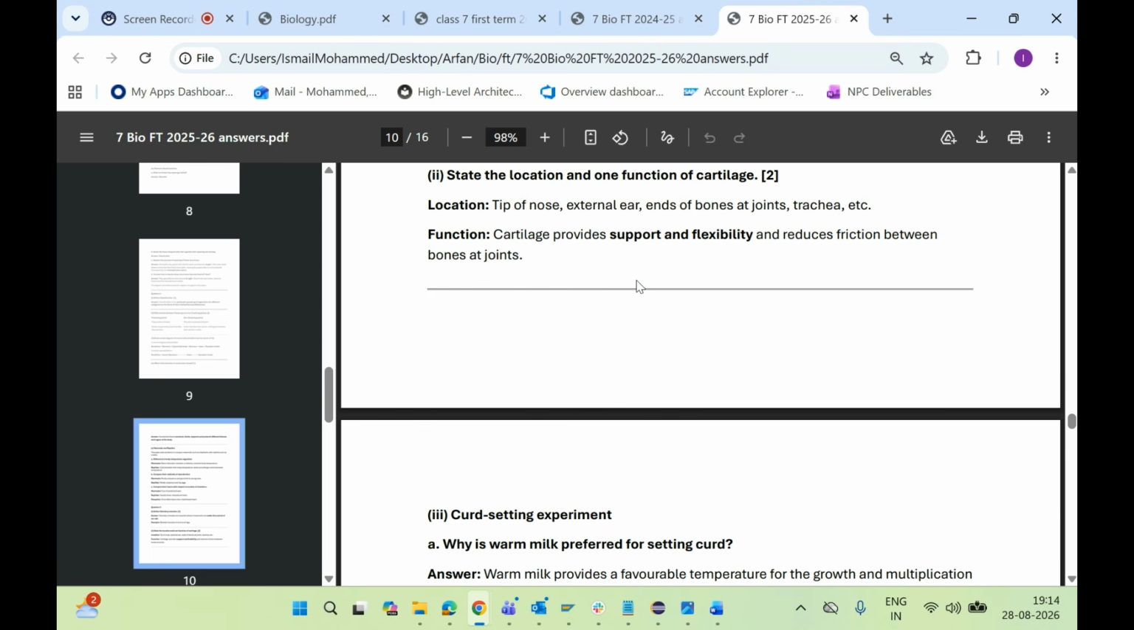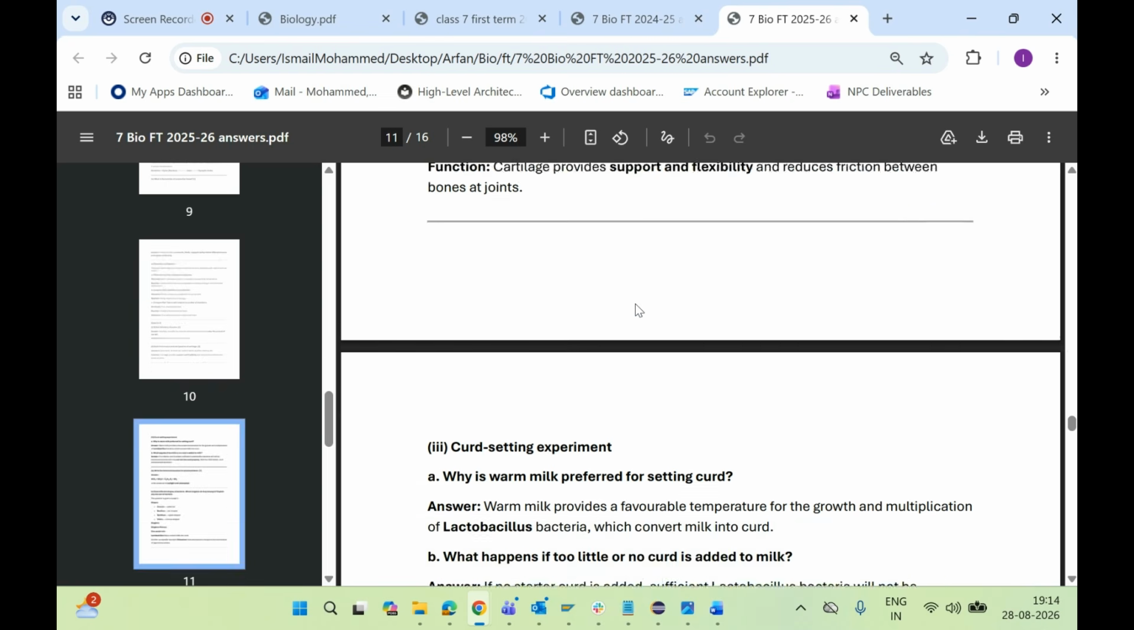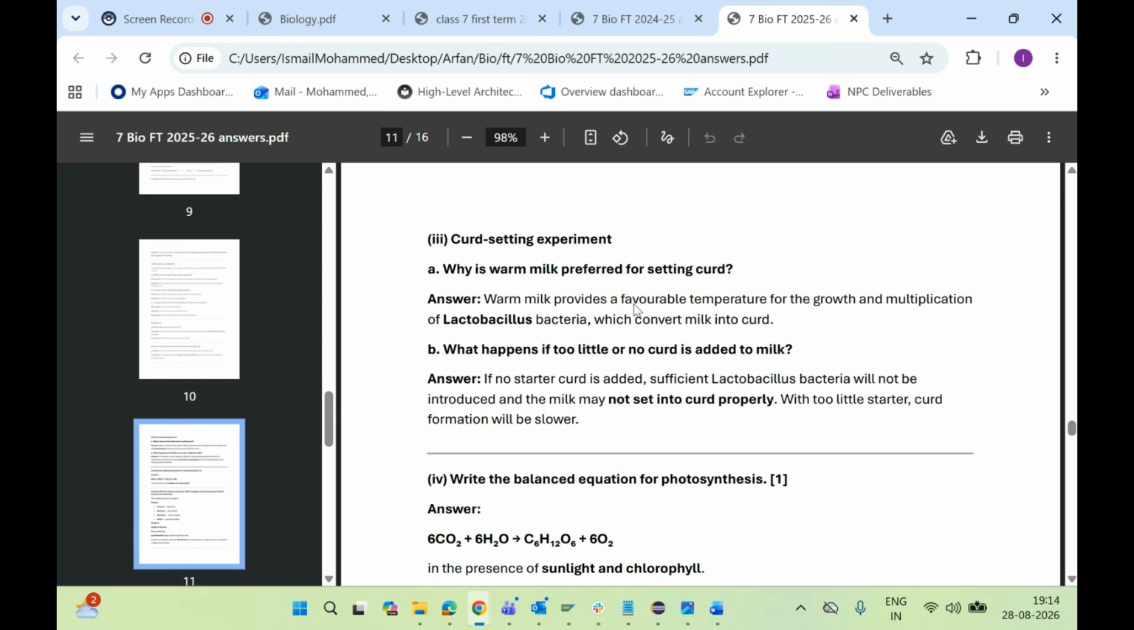State the location and one function of cartilage. So those tender bones which are present on the tip of the nose, ends of the ears, external ears, and trachea, those are called cartilage. That's the location. And the function is it provides support and flexibility, and reduces friction between the bones at the joints.